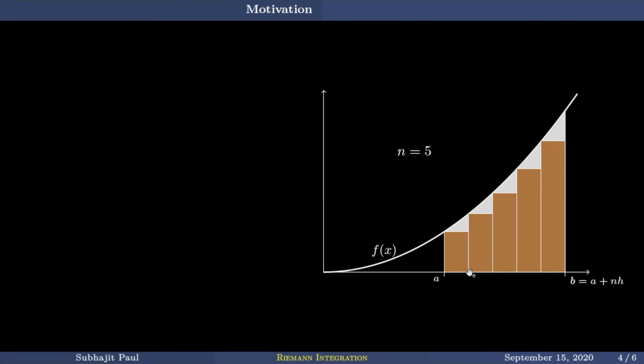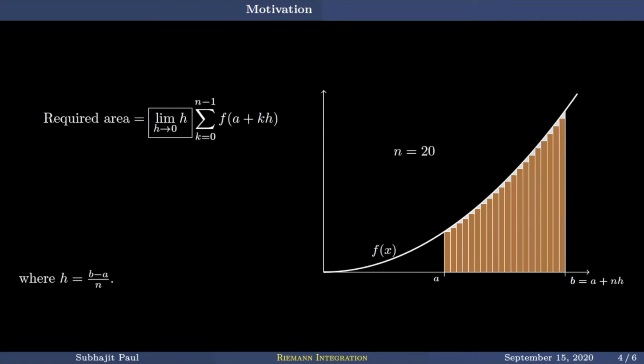So this is f of a plus h. This is f of a plus 2h. This is f of a plus 3h. And this is f of a plus 4h. So therefore, the required area will be h times, h is common to all of them, f of a plus kh, where k is running from 0 to n minus 1. So you saw it starting from f of a and going till f of a plus 4h. Okay, so 4 was n minus 1, n was 5 then.